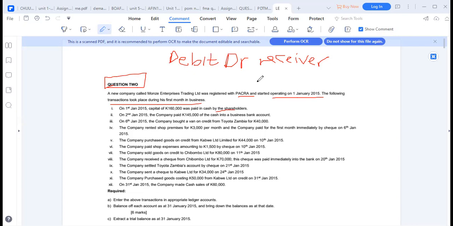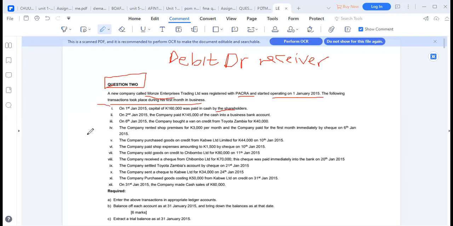Okay, so we have this company called Monze Enterprises, trading, and it was registered with PACRA and started operating on 1st January 2015. The following transactions took place during its first month in business. So on 1 January 2015, the capital of 160,000 was paid in cash by the shareholders.